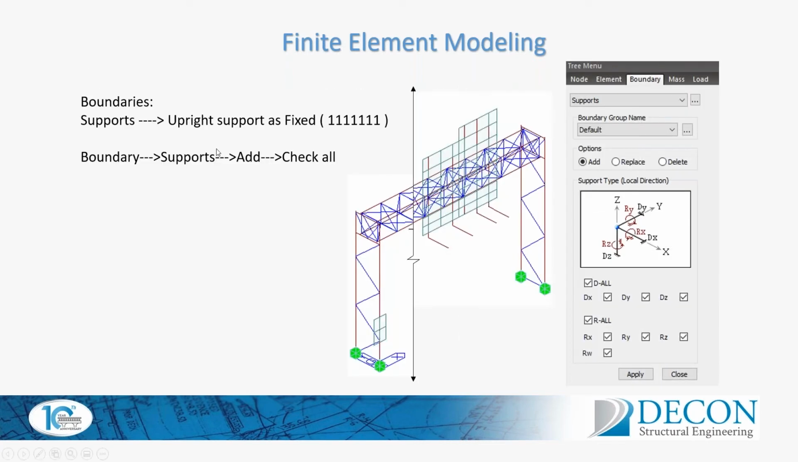Let's talk about the boundaries. We provided supports at the base of each upright. We provided a fixed support. We have an option in the MIDAS. If you go to the boundary conditions supports, if you add the boundary conditions and click all the boxes, that automatically creates a fixed support, and that node basically behaves as a fixed support.